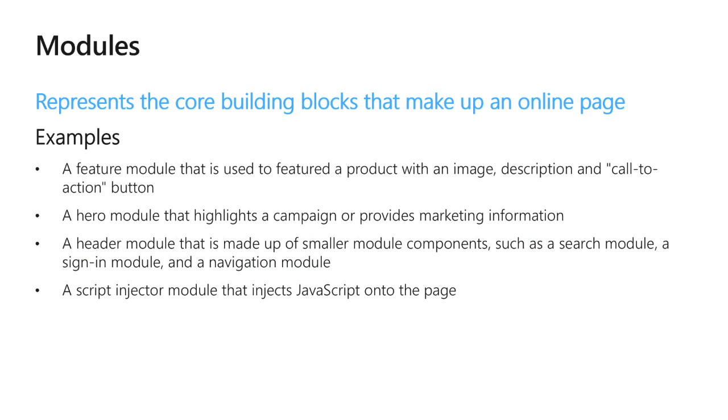Now, the header module that we ship as part of our module library is a special module. We also call it a container module because it contains other child modules, such as the search module, a sign-in module, the nav module, etc. And we do have some UI-less modules I wanted to call out. A script injector module is one example, where within Site Builder you can add some JavaScript and it will get injected onto the page, but not necessarily add any UX to the site itself.